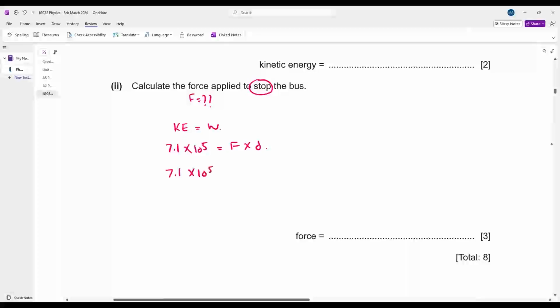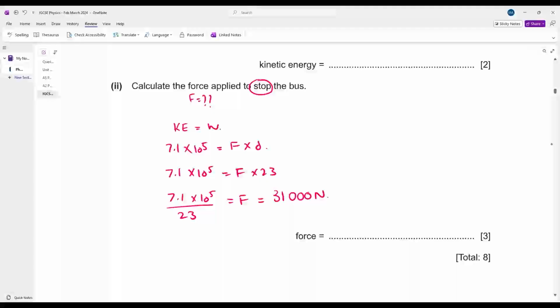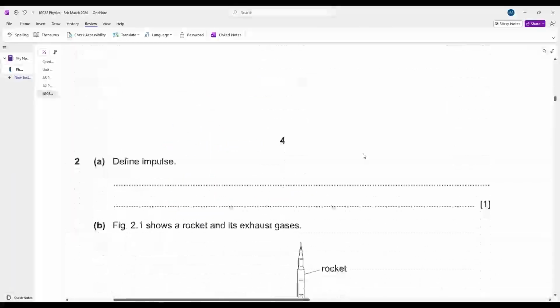7.1 into 10 raised to the power of 5 is equal to F into 23. Can you calculate the force? 7.1 into 10 raised to the power of 5 divided by 23 is equal to your force F. Can you calculate this answer? 7.1 into 10 raised to the power of 5 divided by 23. This comes out to be what? Force इसके equal आ जाएगी 3100 Newton is your force. नथिंग कॉम्प्लिकेटेड हेयर, आगे बढ़ते हैं बेटा.